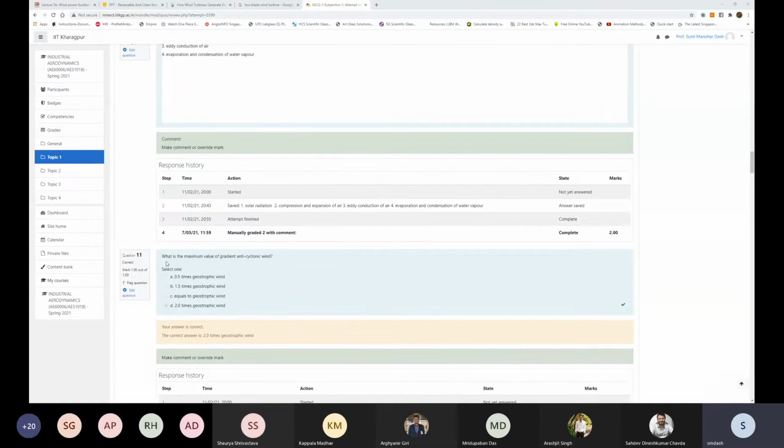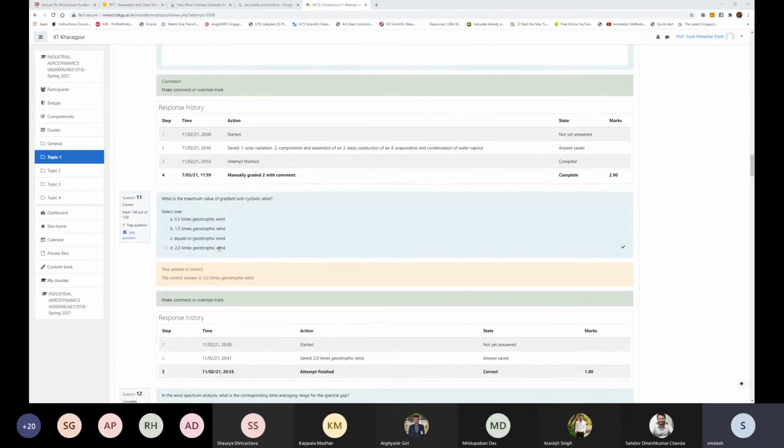Okay, so the next question is, what is the maximum value of the gradient anticyclonic wind? Okay, so we have tried to find out the maximum condition. So it is 2 times the geostrophic wind. Okay, this we have already derived.